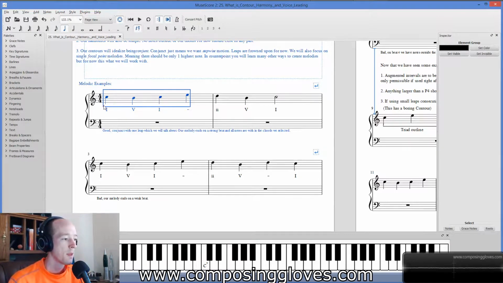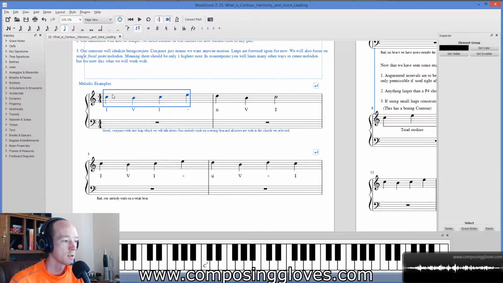So this one, if we draw a line through this melody, it's a pretty interesting shape. It's like a little worm type deal. So this is cool. That's an interesting melody. So okay, good conjunct. We have 1 leap, which we will talk about. There are leaps that are acceptable. We've already sort of mentioned it a little bit.